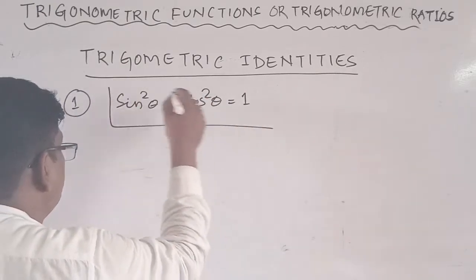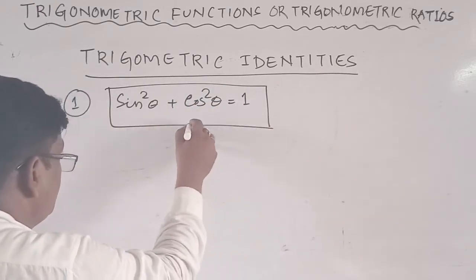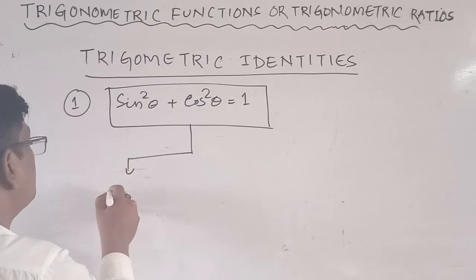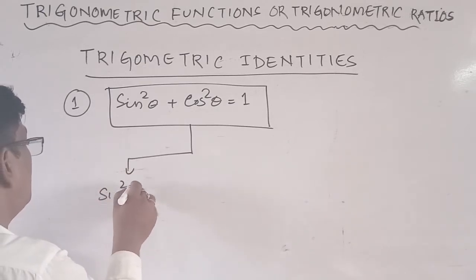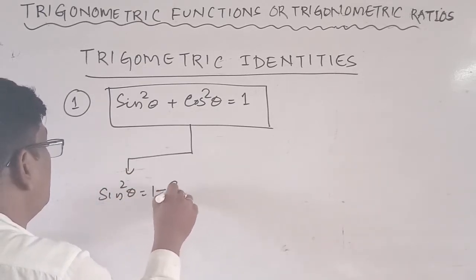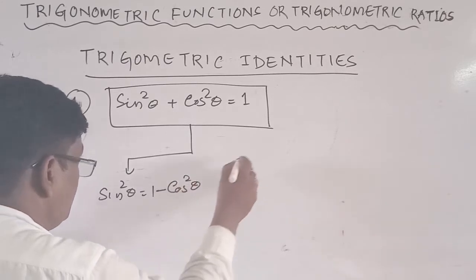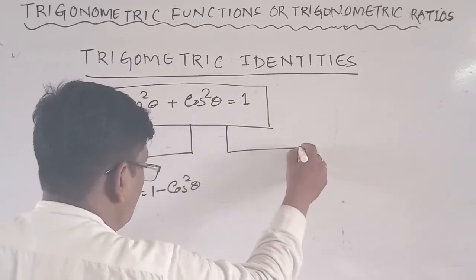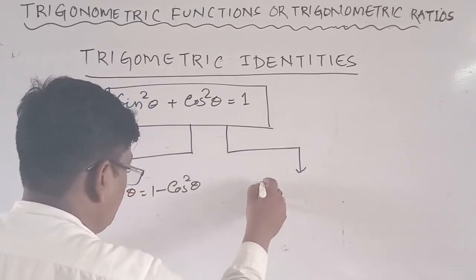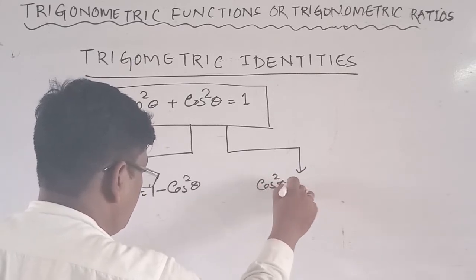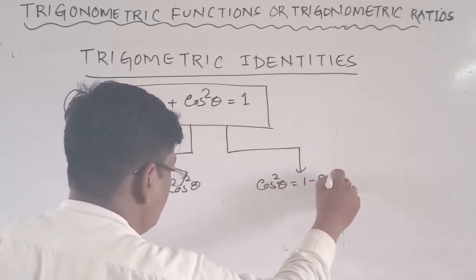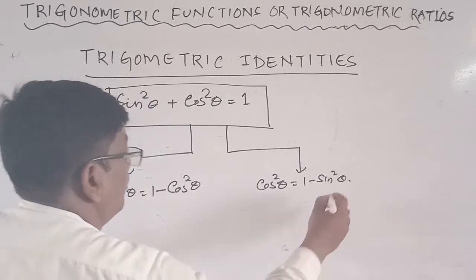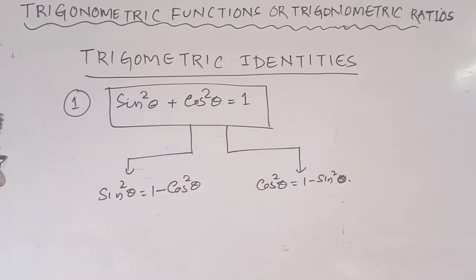From this we can find sin square theta is equal to 1 minus cos square theta, and cos square theta is equal to 1 minus sin square theta.